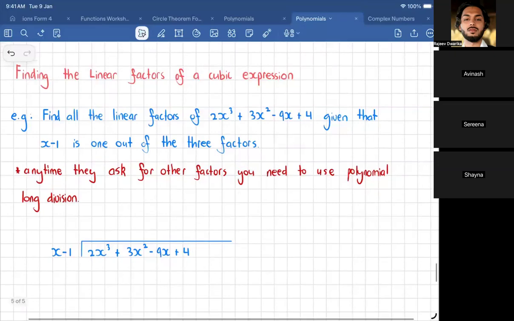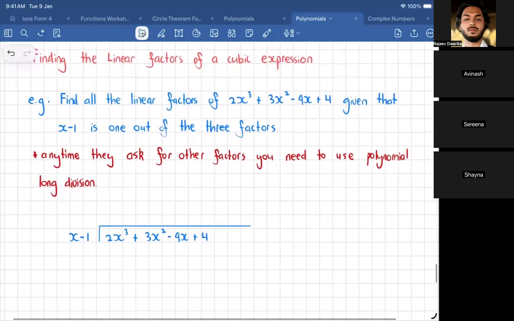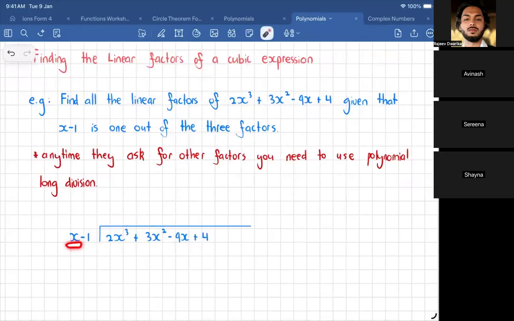Okay, sir. Right. So Avinash, the first thing we're going to do is look at the first term of the divisor. And we're asking ourselves, what do I have to multiply by x to get back 2x cubed? Think. What by x would give me back 2x cubed? 1? No. Why did I say 1? If I multiply 1 by x, what am I going to get? 1x. Yeah. I want to get back 2x cubed.